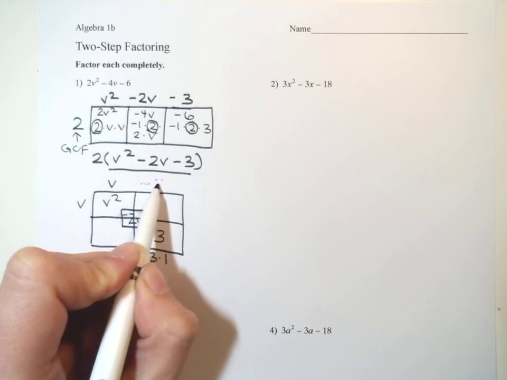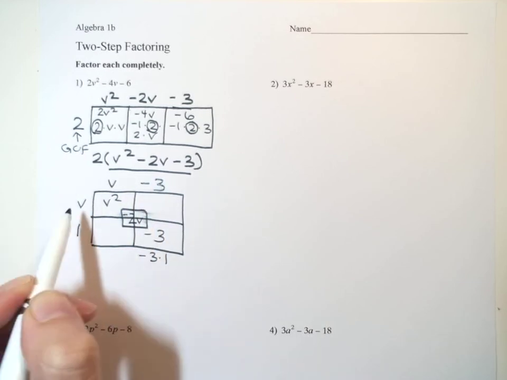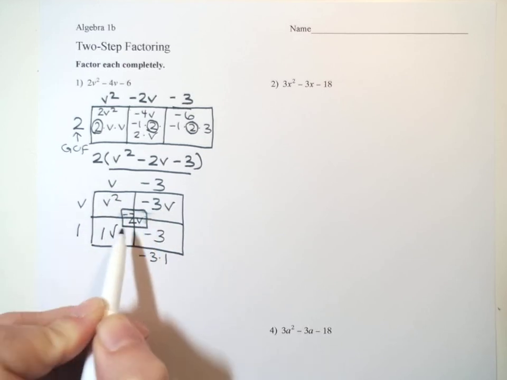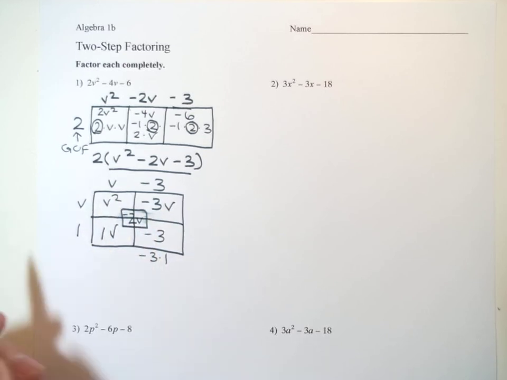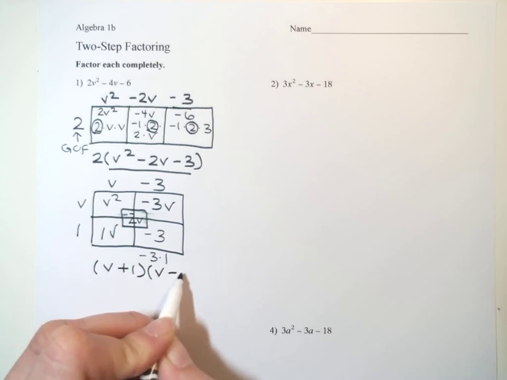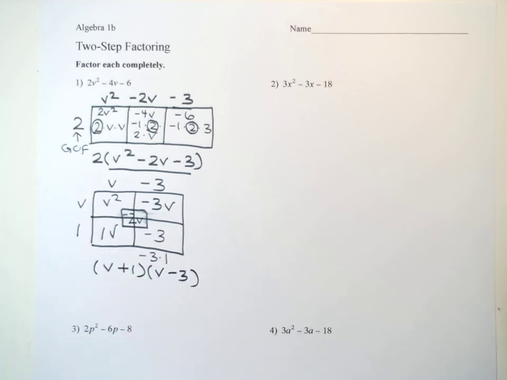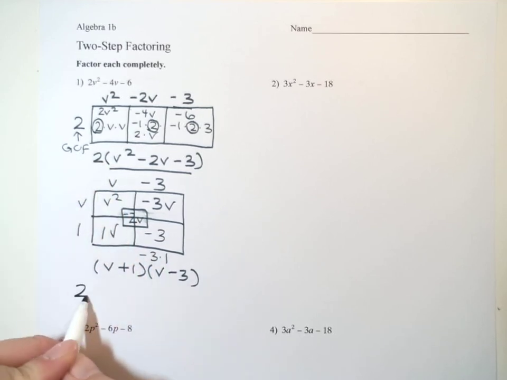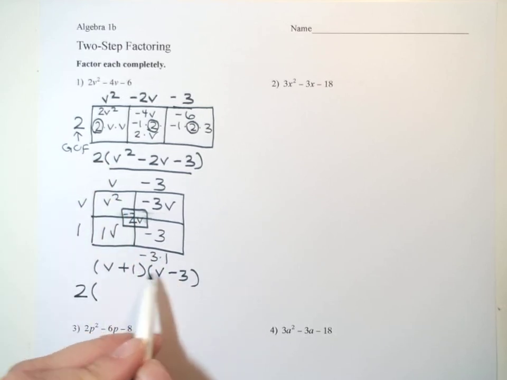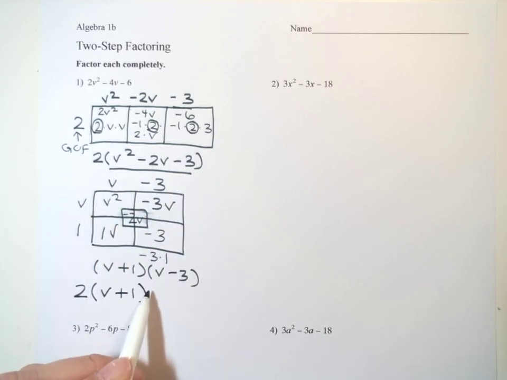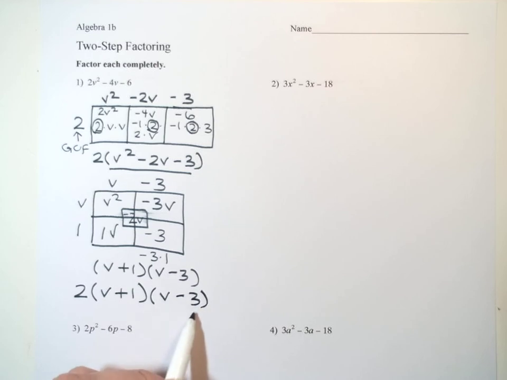Because if we put negative 3 and positive 1, we get negative 3v and 1v, which add to give us negative 2v. So the factors here are v plus 1 times v minus 3. And so now we just put those two together. So we write our greatest common factor, which is 2, with our factored trinomial, which is v plus 1 times v minus 3.